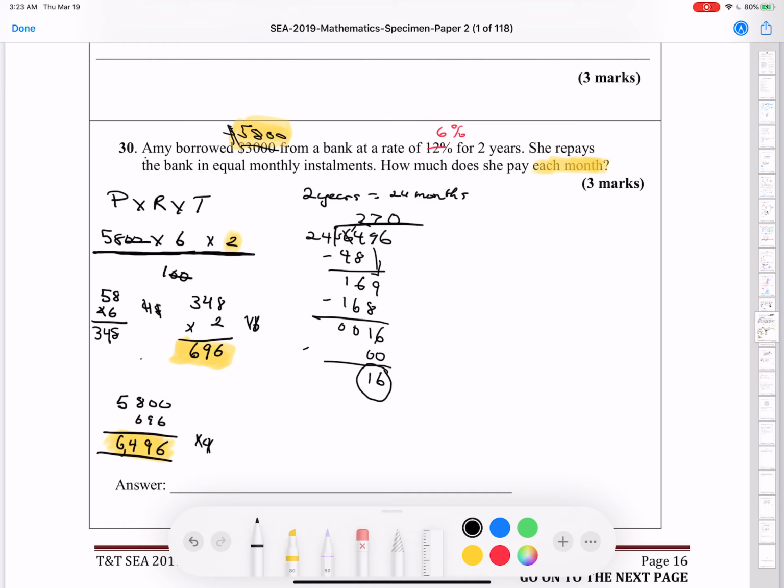What do you do with your remainder? You put it over your divisor. So 16 over 24, always reduce. 4 into 16, 4. 4 into 24, 6. Still can be reduced. 2 into 4, 2. 2 into 6, 3. So that is 270 and 2/3 dollars. How much is 2/3 of a dollar? Right? That's where it got a little tricky.